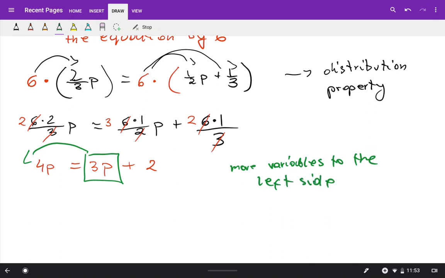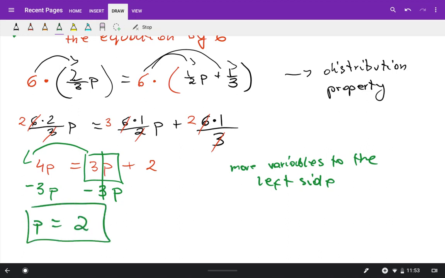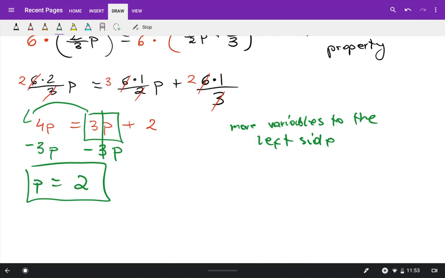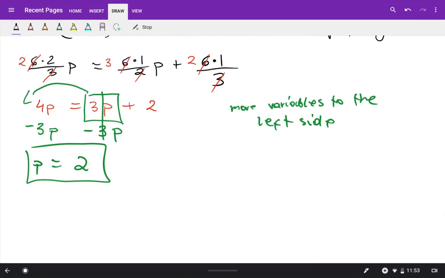Okay, so since we have 3p on the right side, when you move the variables, you always keep the opposite. Opposite of 3p, it's negative 3p, so I'm subtracting 3p from both sides. And that will give you p equal 2. And that's our solution. Okay, so that's how you're solving the equations with fractions.